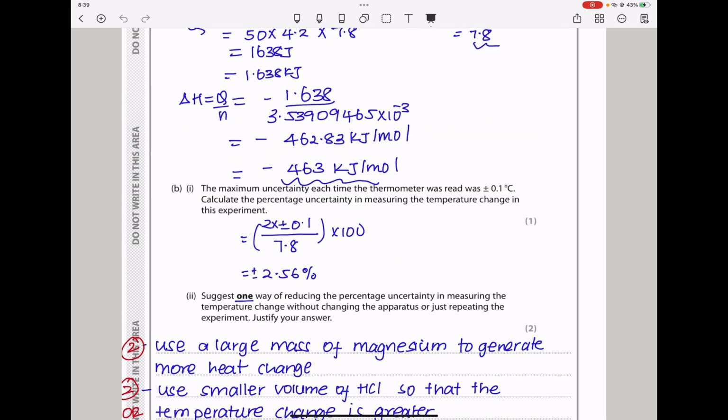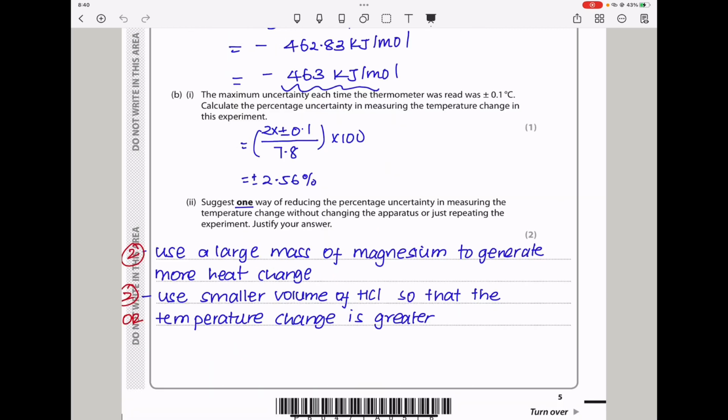Here they say the maximum uncertainty each time the thermometer was read was plus or minus 0.1 degrees Celsius. Calculate the percentage uncertainty in measuring the temperature change in this experiment. Since the thermometer is read twice, the percentage uncertainty is going to be 2 times plus or minus 0.1 divided by the measured value from the thermometer, which is 7.8, times 100, and this was my answer.